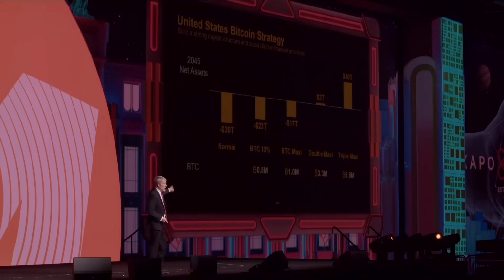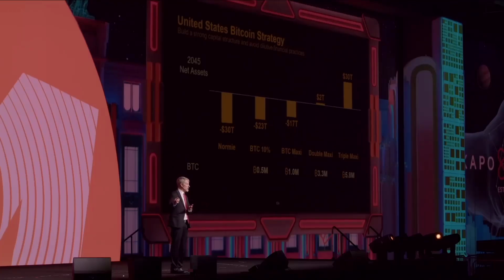Well, if you're a normie and you have great productivity growth and brilliant technology and the robots do all the work for us, you're still going to be in debt. It just won't get much worse. I mean, that'll save us. We need that. If you're a maxi, you'll pay off half the debt. If you're a double maxi, you got a surplus. And if you're a triple maxi, instead of owing 30 trillion, the nation has 30 trillion.